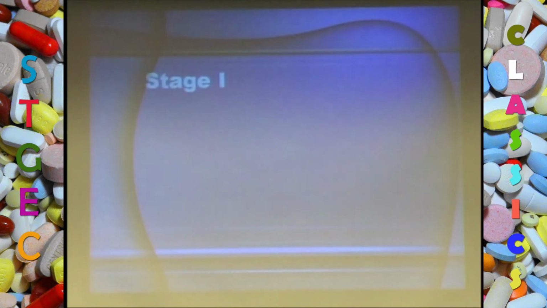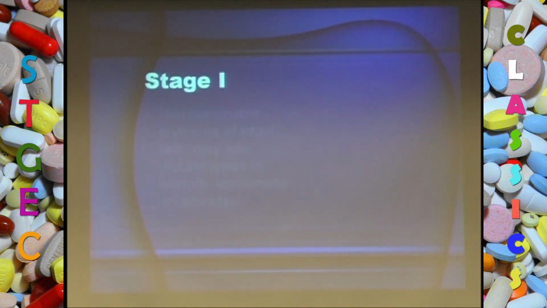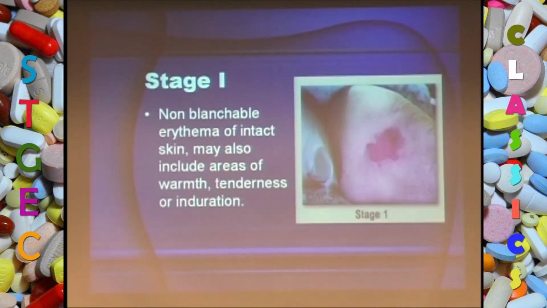So just briefly, because I know it's getting late, your stage 1 is basically the non-blanchable redness of intact skin. And this is where your patient may say, oh, my butt's kind of sore, and they reposition and you look and you see this area of redness, and you depress it with your fingers and you find that it doesn't blanch, it doesn't turn white when you do that, and it doesn't go away after you relieve the pressure.